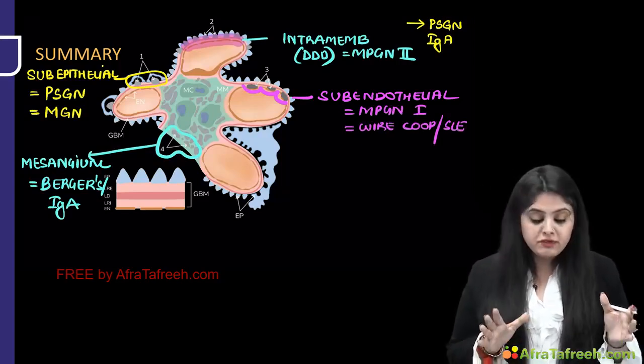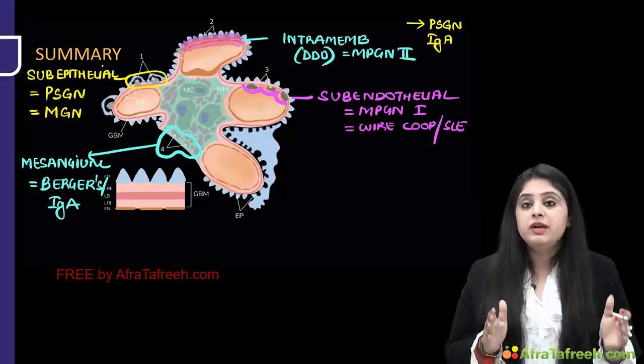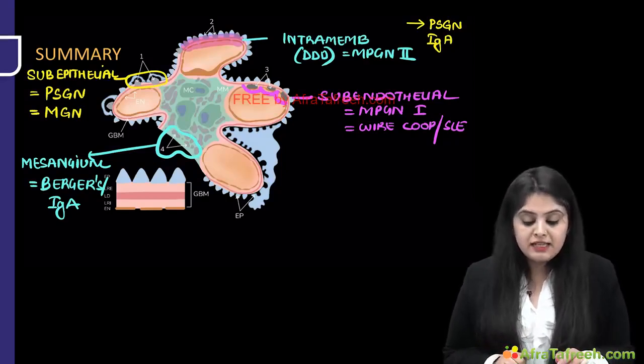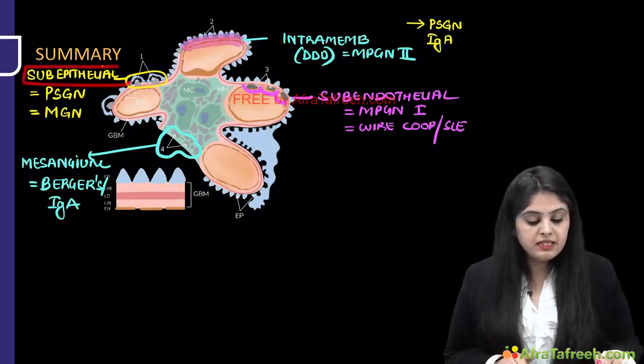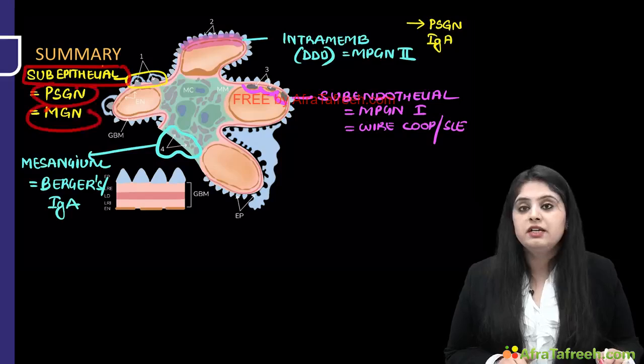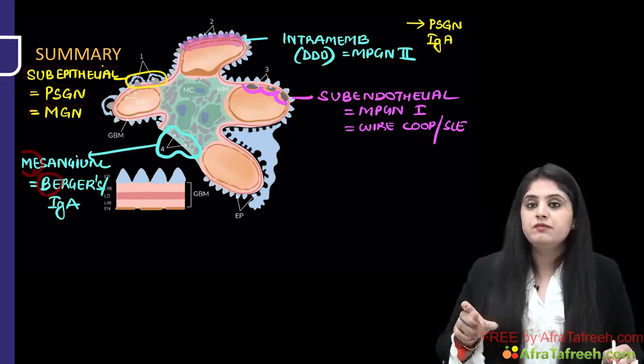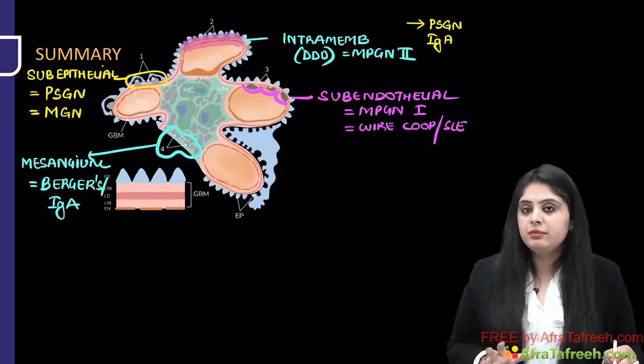This is going to be your final flashcard, which is going to help you ace every question regarding depositions in the exam. Let's pick up. When you're talking about subepithelial, you have one in kids and one in elderly. So PSGN and MGN. Berger's is very simple. Berger's is somewhere in the middle, in between. So that is going to be mesangium.